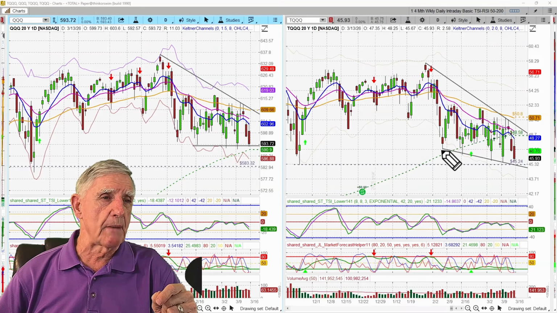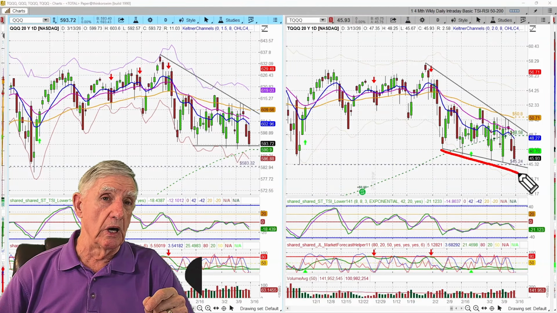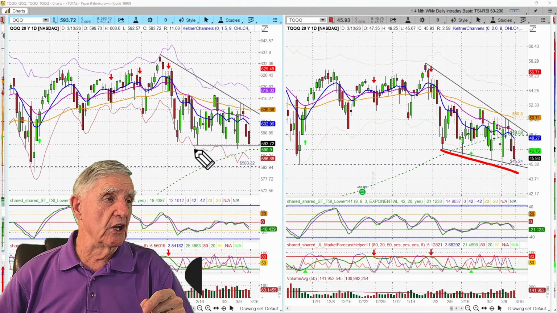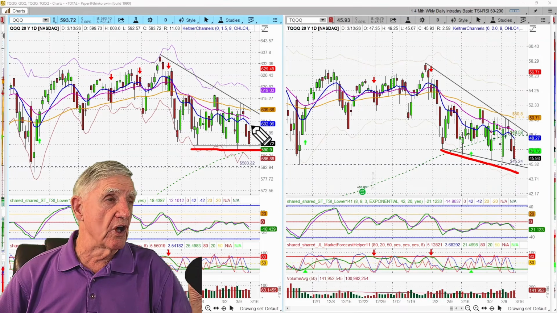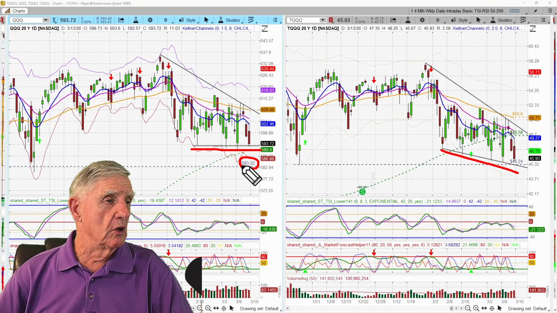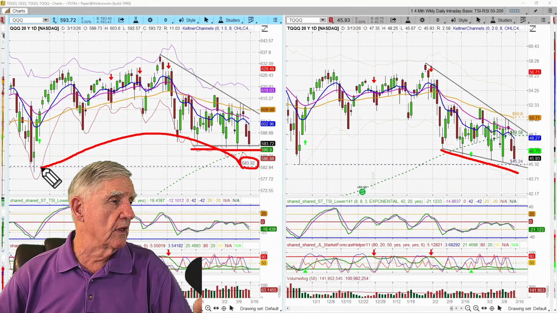Notice what's happening here on the lows. They're going lower, lower, lower, lower. What's happening on the Qs? Well, they're basically finding support right where they are. Very interesting that that's the case. If this support breaks, where are the Qs likely to go? Well, they're likely to go down here to about the 583 level, which corresponds with that low.